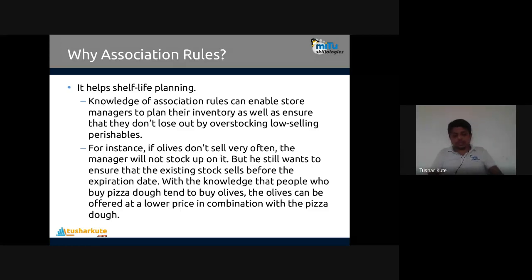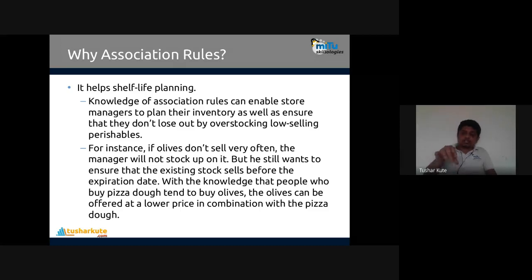You can see most of the time multiple different places, multiple restaurants, are just connected to each other. You might have seen Joshi Vadewale and Yevle teas connected together. Their associations are rules. Remember, that's what association rules, shelf-life planning, we can decide. For instance, if olives don't sell very often, the manager will stock up on it, but he still wants to ensure that existing stock sells before the expiration date. Yes, before expiration date. That's what to remember.